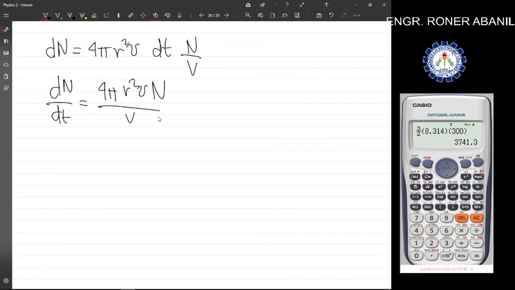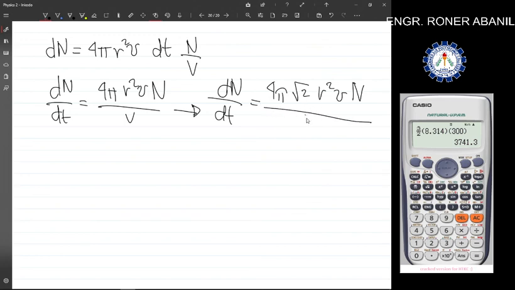So, this result assumes that only one molecule is moving. So, the analysis is quite a bit more involved when all the molecules move at once. So, it turns out in this case, the collisions are more frequent and the above equation is to be multiplied by the factor of square root of 2. Okay? So, mangyayari, ito is magiging dn over dt is equal to 4 pi square root of 2 r squared v, letter n over the volume.